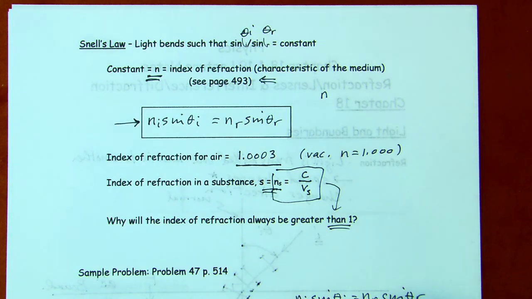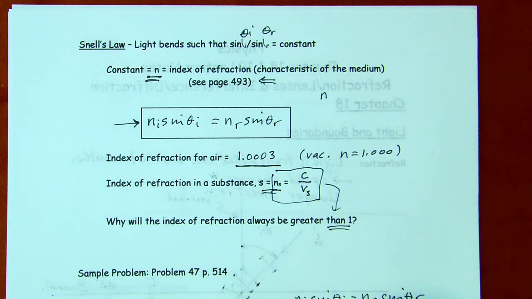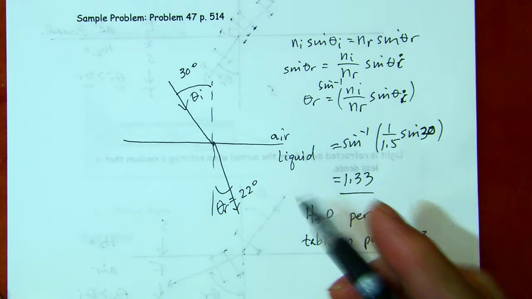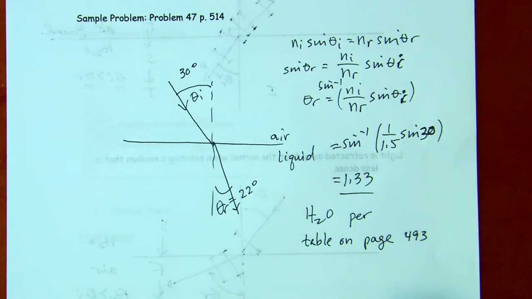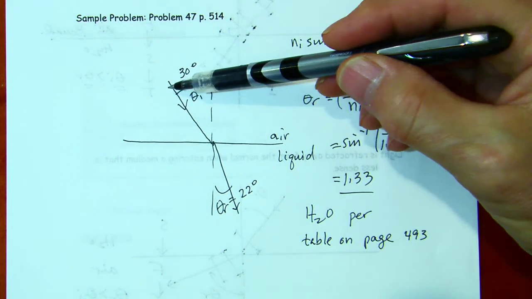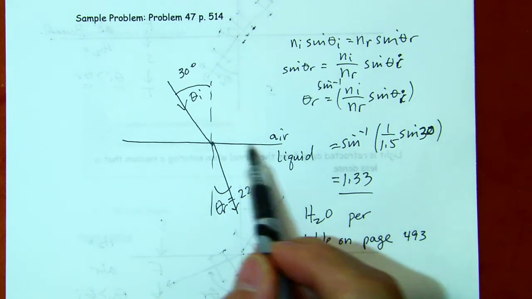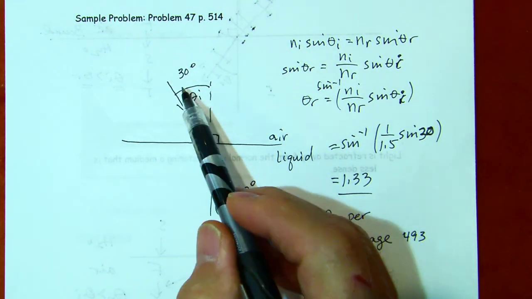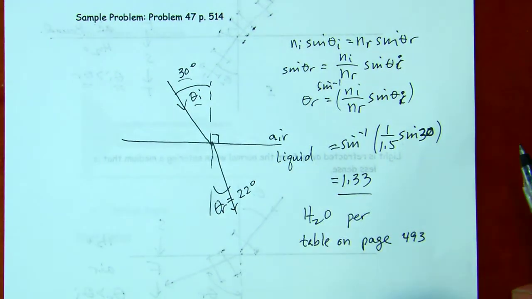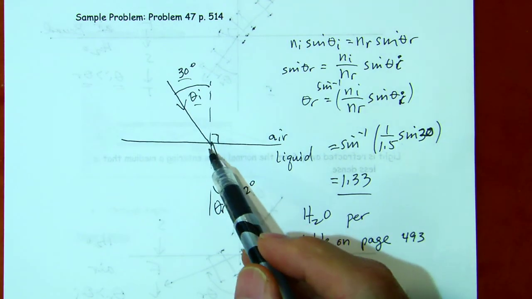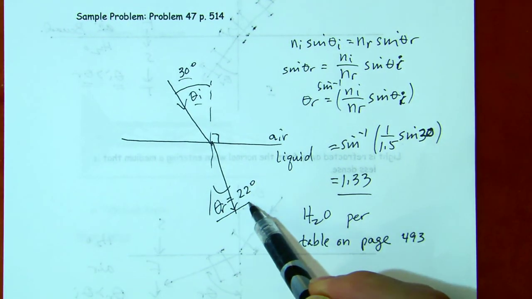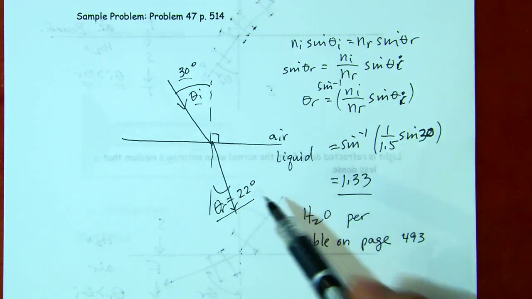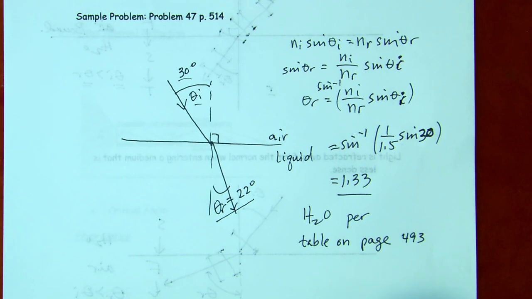Okay, let's do a sample problem. This is problem 47 on page 514. In this problem, we've got air and a liquid. We don't know what the liquid is. Our job is to figure out what the liquid is. So we've got a light ray coming in. Here's our boundary. Air on the top, liquid on the bottom. I've drawn in my normal, which is at 90 degrees. We've got an angle of incidence we're told is 30 degrees. So theta I is 30 degrees. The wave hits the boundary and it changes direction so that the angle of refraction is 22 degrees. If this was a laser, you would see this ray change directions. And you're going to do a little analysis as one of your assignments for next time.